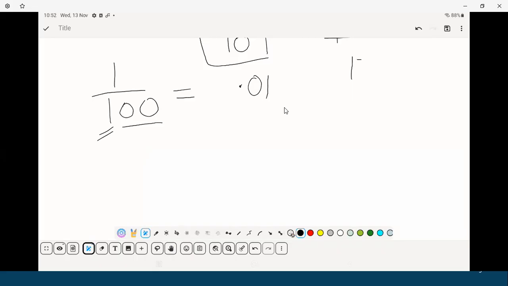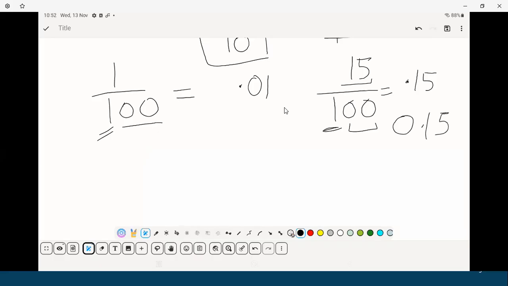Similarly, for the second example, 15 by 100, the two zeros will be for two digits after the point, so that will be 0.15. The first one is 0.01. Now if I want to convert it into a fraction, the point is going to be represented by 1 in the denominator.